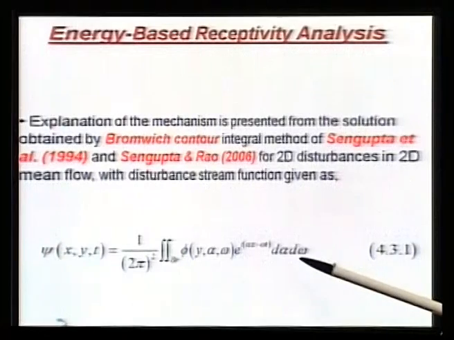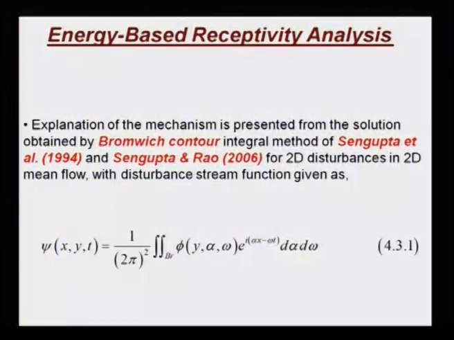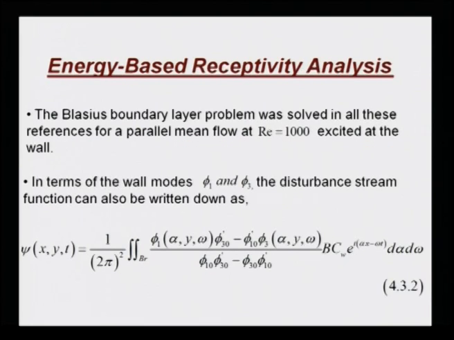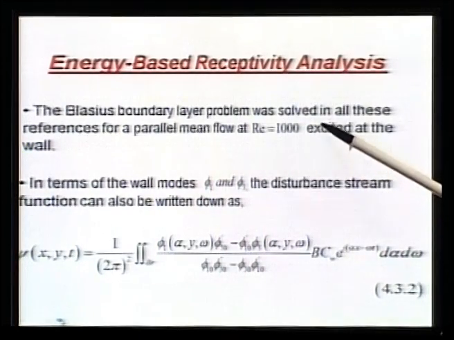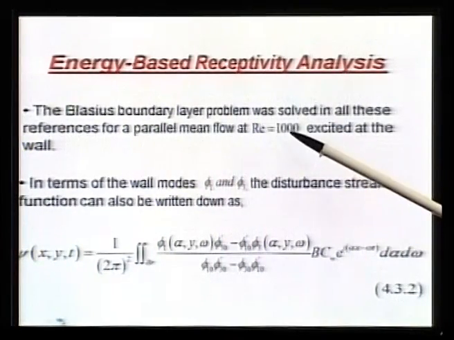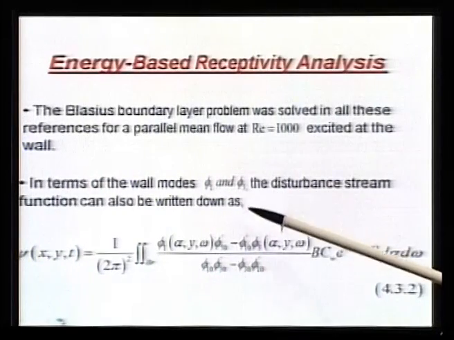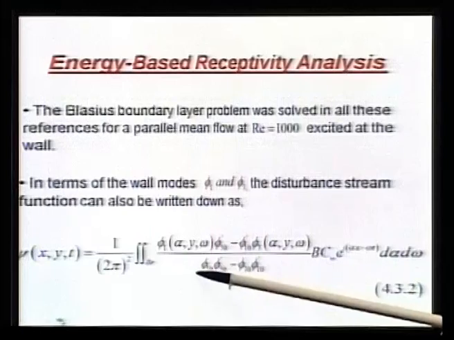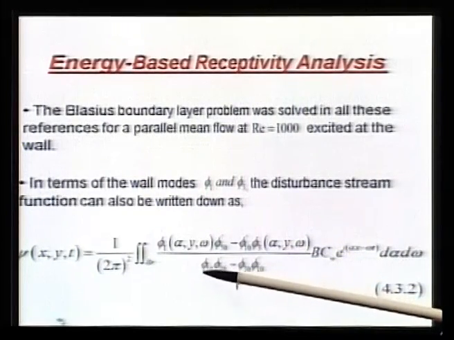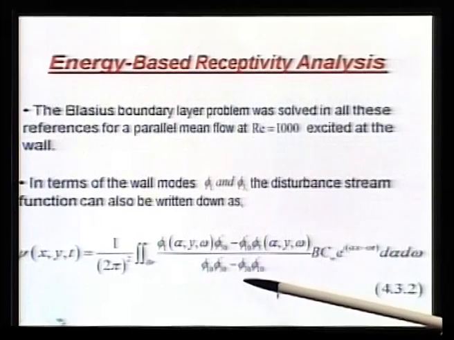And secondly, we are not making a spatial or temporal approach. We are looking at it together. So, these two are the major reasons, and that should recommend for itself that this is a good way of looking at it. So, suppose we look at the Blasius boundary layer problem with reference to even a parallel mean flow. Go back to our standard solutions that we have studied. Then if we write in terms of the wall modes phi 1 and phi 3, the disturbance stream function would be written like this. And you can very clearly note that the dispersion relation is in the denominator, right.